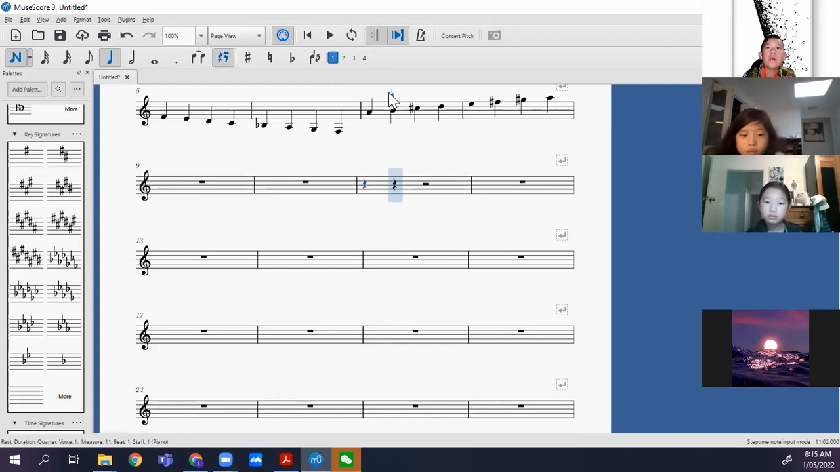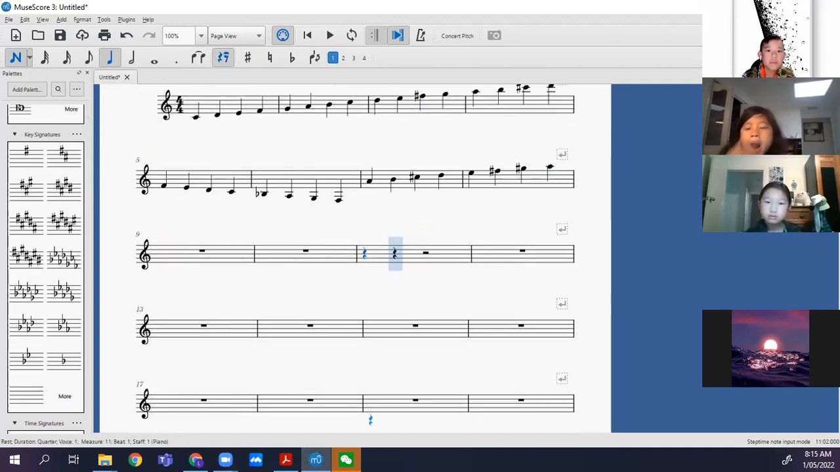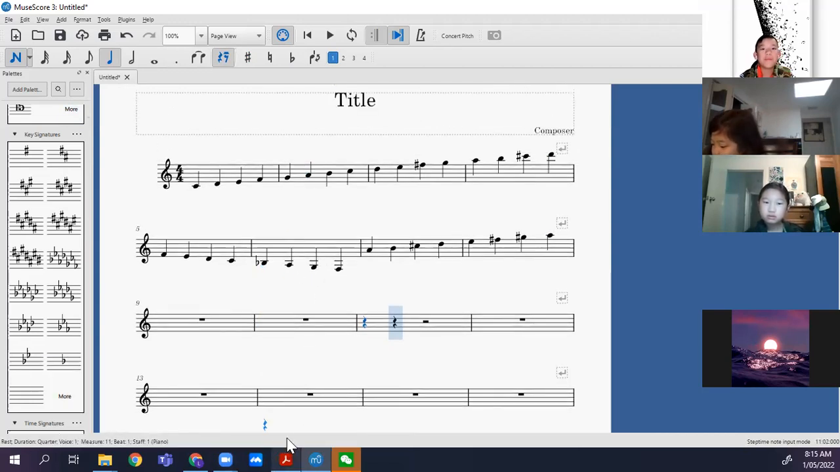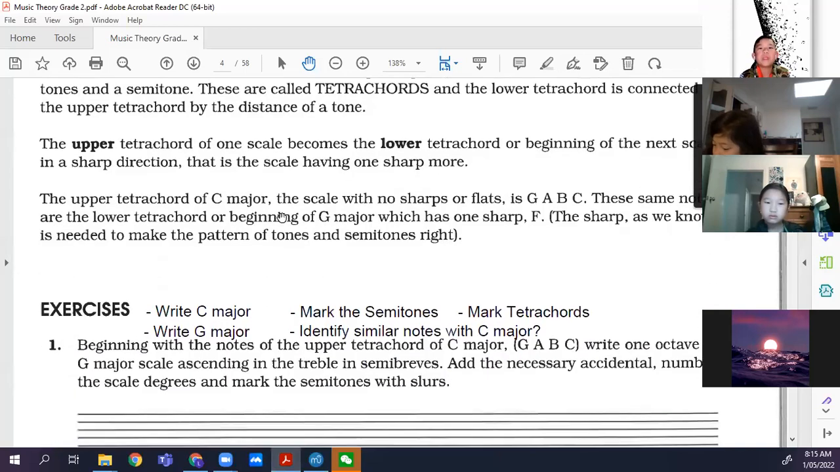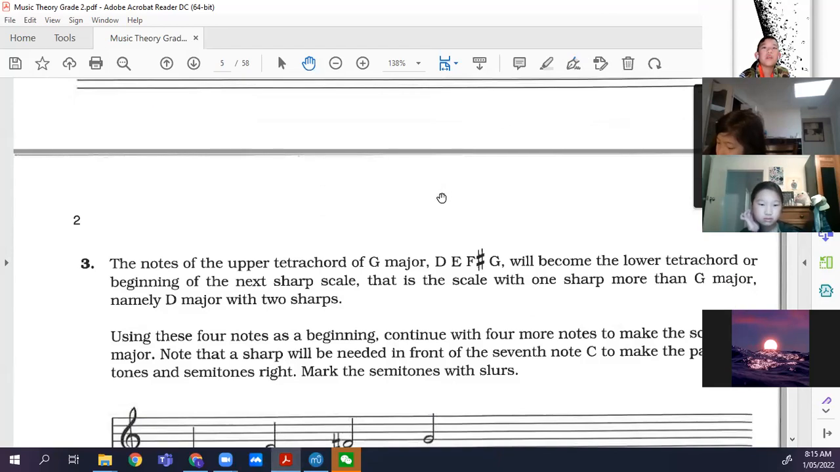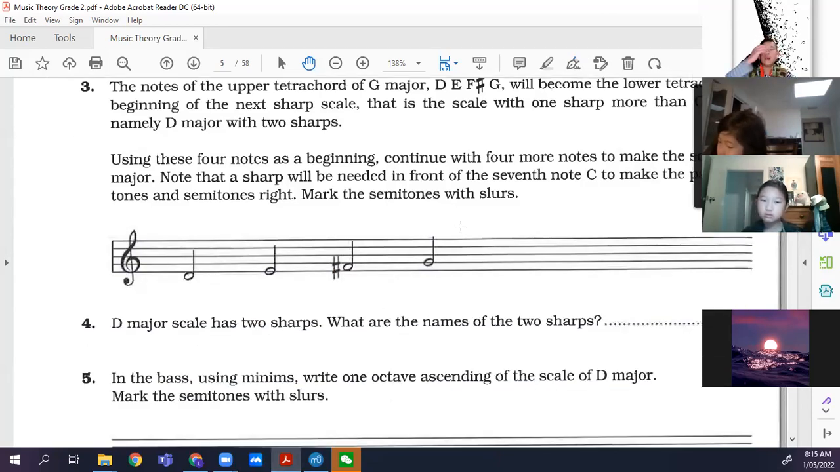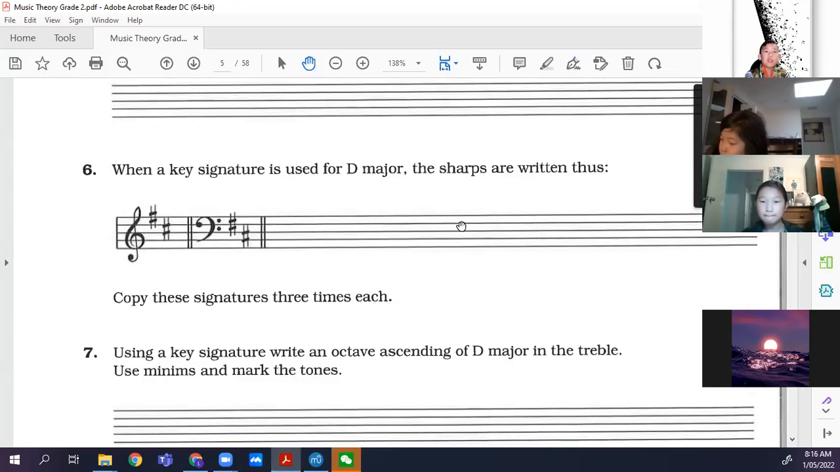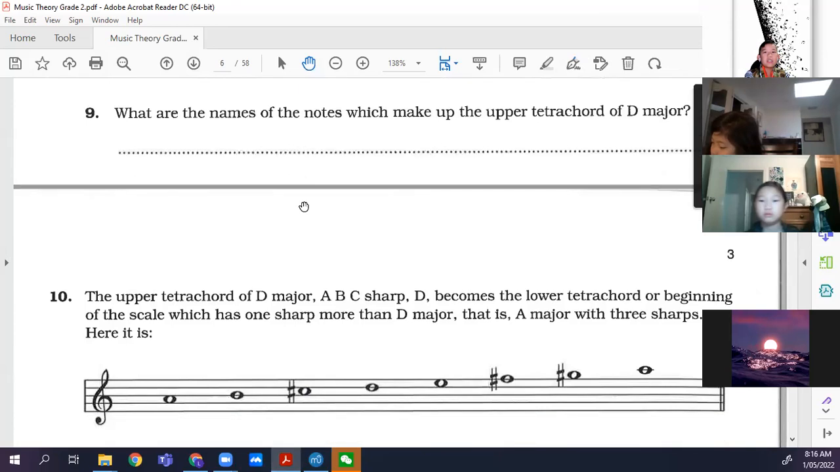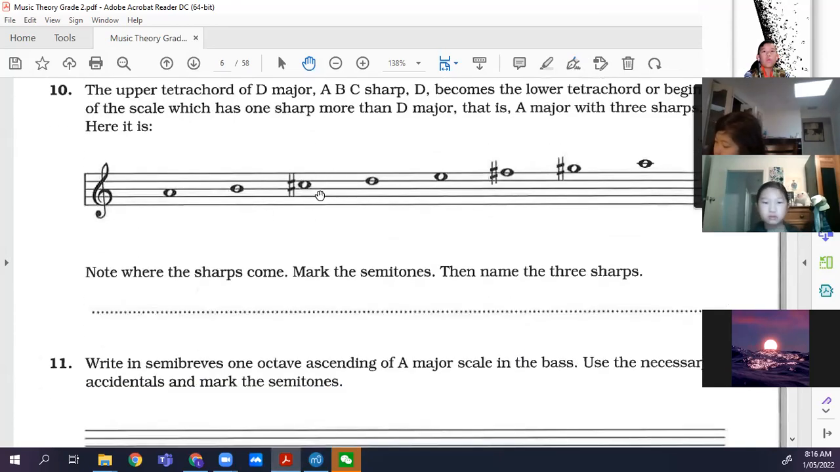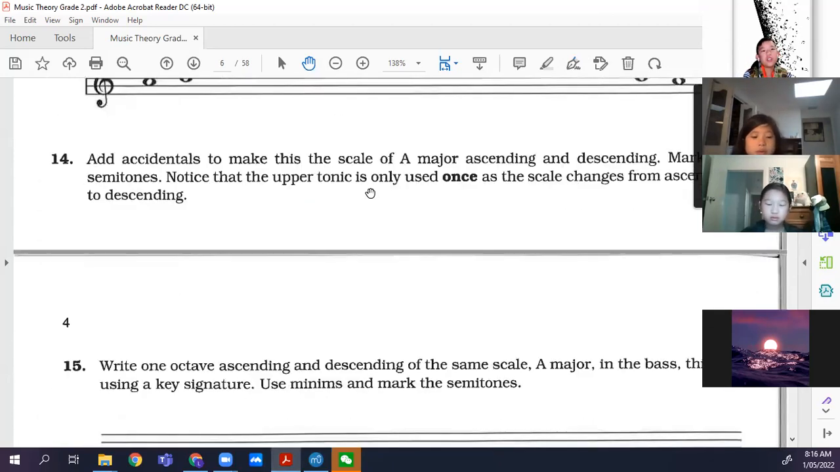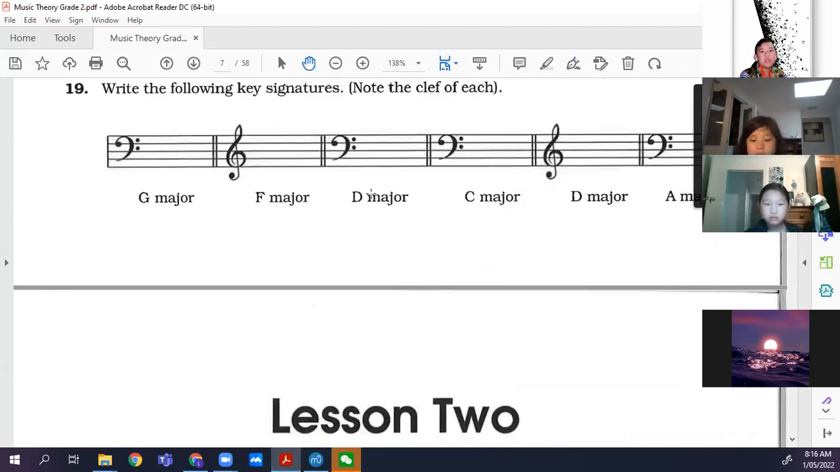Okay, then what else? Oh yeah, we should also talk about scale degrees, probably. So yeah, we know how to build our scale. We know the key signature of each. And so now I want you to exercise writing the scale.